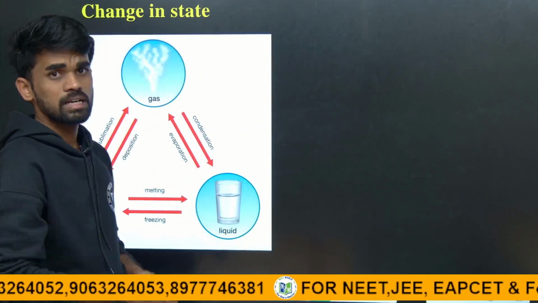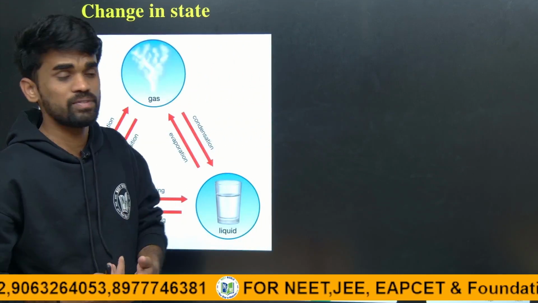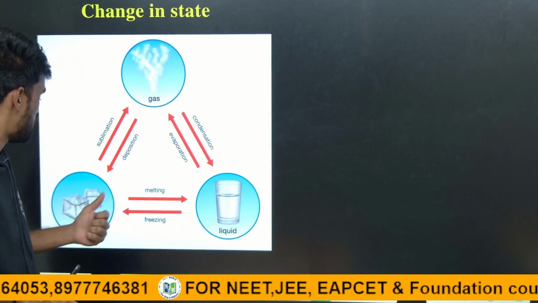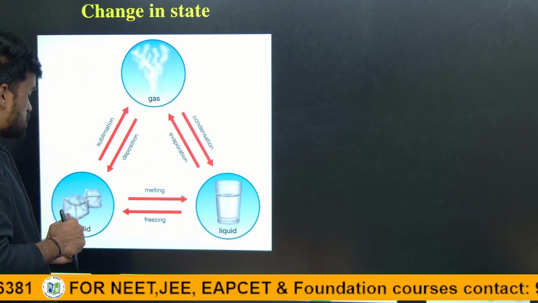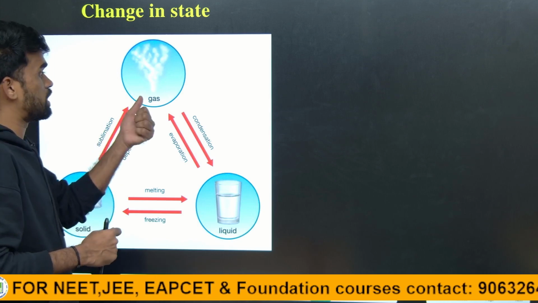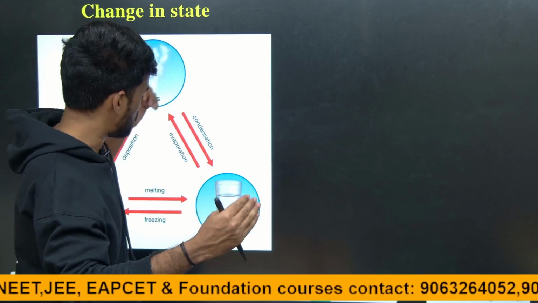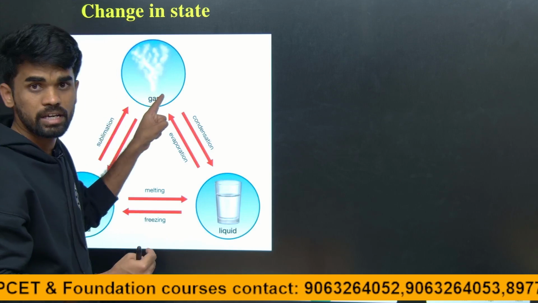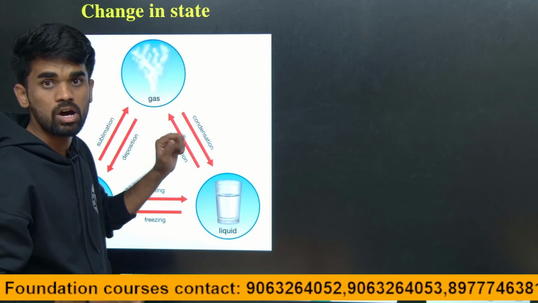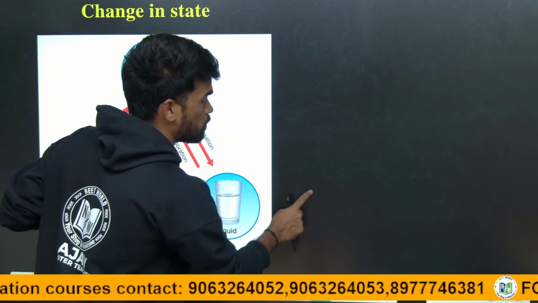So next, what are the physical states we have? It can be gas, liquid and solid. So these are the physical states we have. Now, when a solid is converting into gas directly, without converting into liquid, so solid directly converting into gas, that process is called sublimation. What is that? Sublimation.